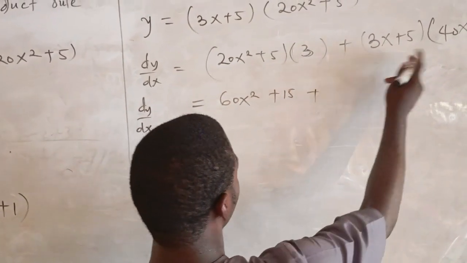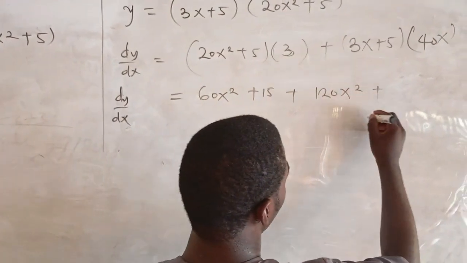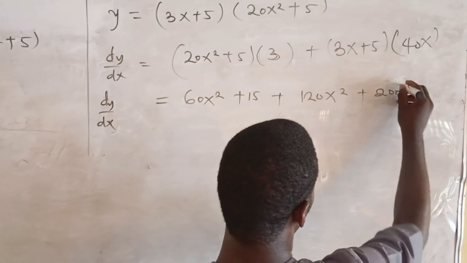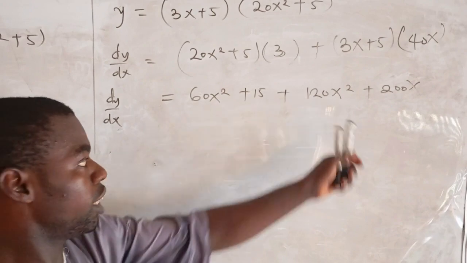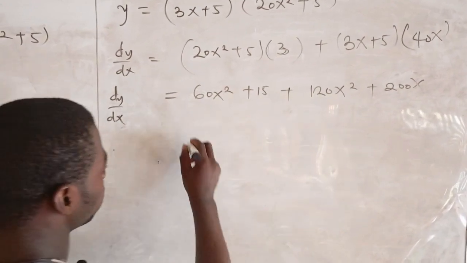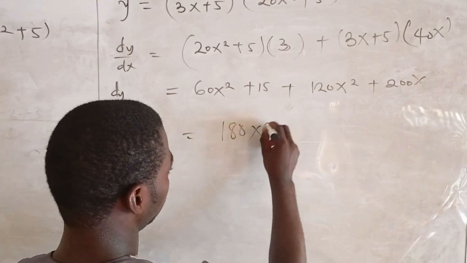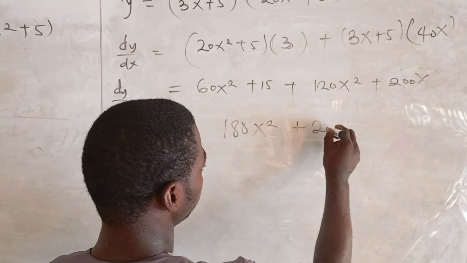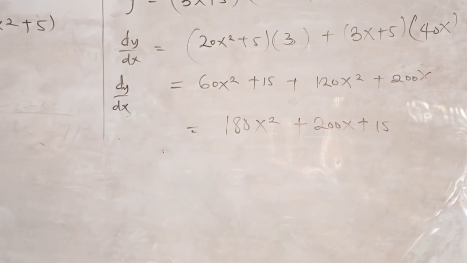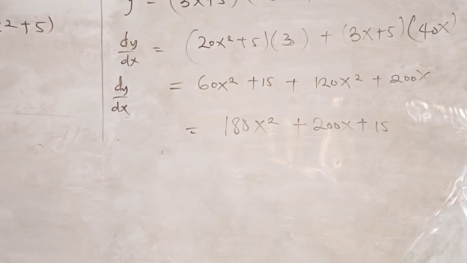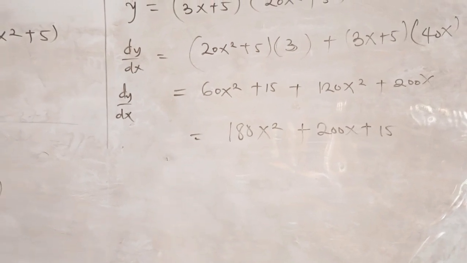plus 120x squared plus 200x. So we could take like terms, x squared, so that will become 60 plus 120, which is 180x squared plus 200x plus 15. So that's the derivative of that function. We'll go to question number 2.